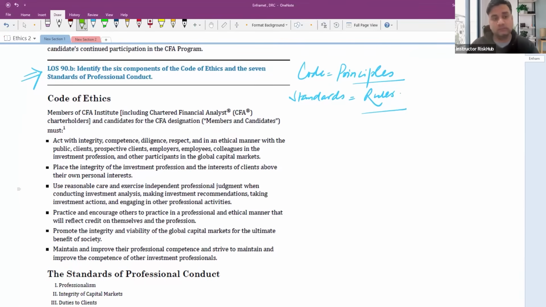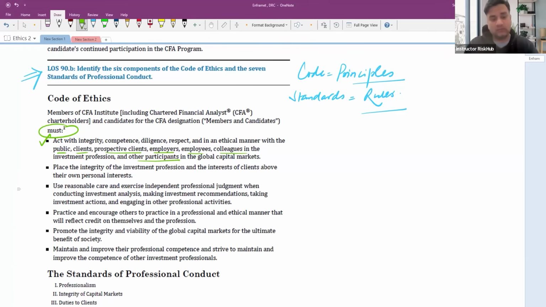First one is act with, it is a must, right? So you look at the six components of the Code of Ethics principles. The candidate or the charterholder must act with integrity, competence, diligence, respect, and ethical behavior, right? Basically, this applies to the public, clients, prospective clients, employers, employees, colleagues, and other participants in the market. The core idea is that integrity is not equal to honesty alone, right? It includes professional behavior also.